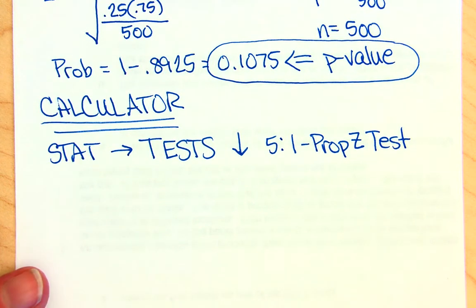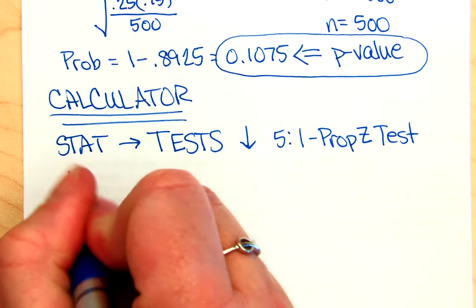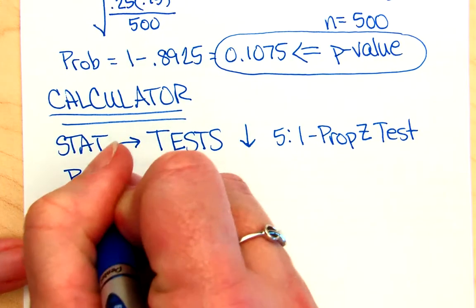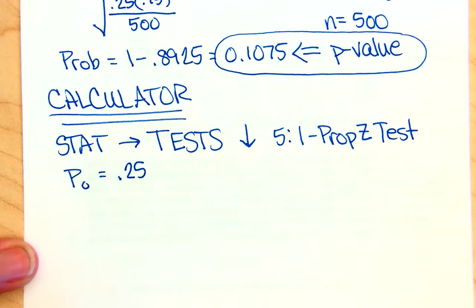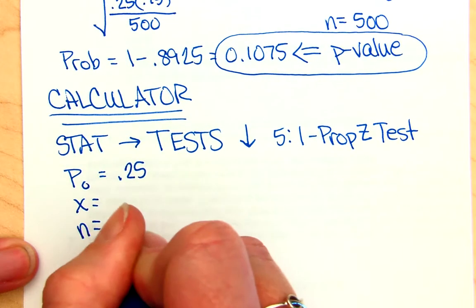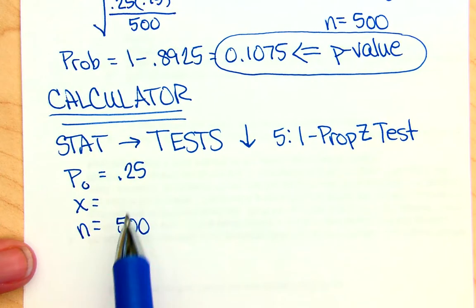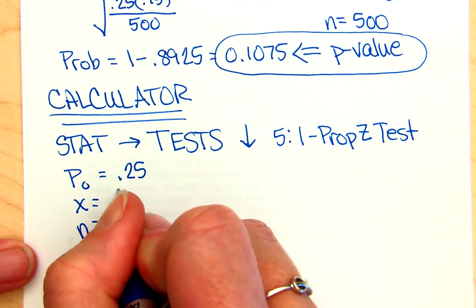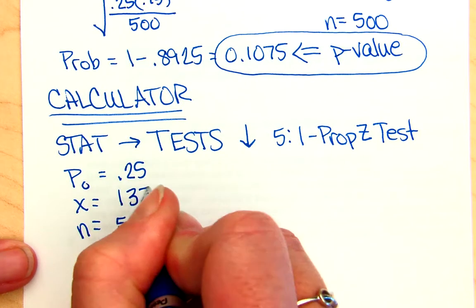Okay, so once you get there, it's going to ask you for some information. This p sub 0, that's the number from your hypothesis. So here is 0.25. Then it's going to ask you for x and n. N is your sample size. X is how many in your sample fit the condition you're looking for. So here is 137.